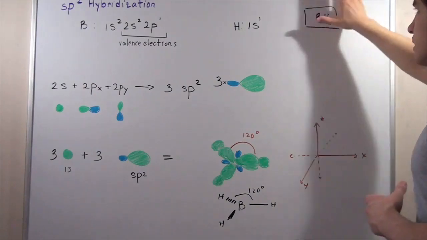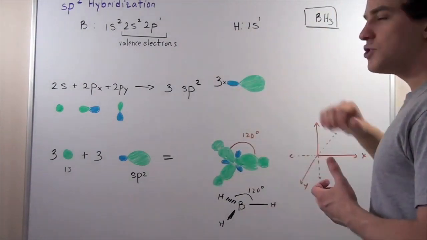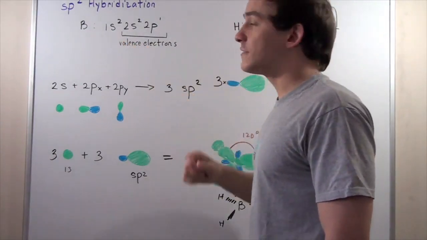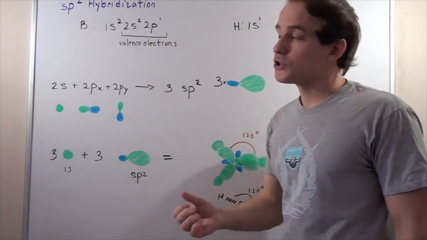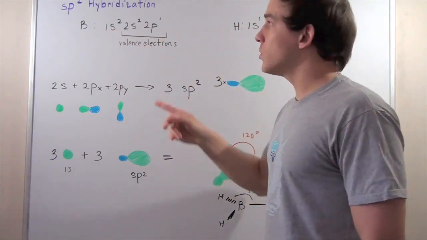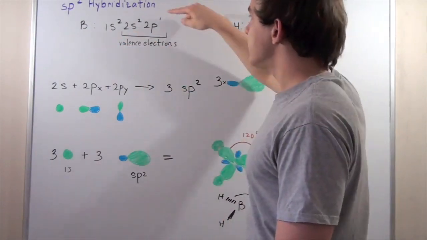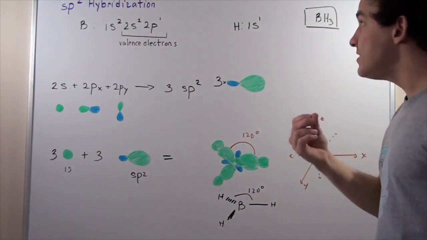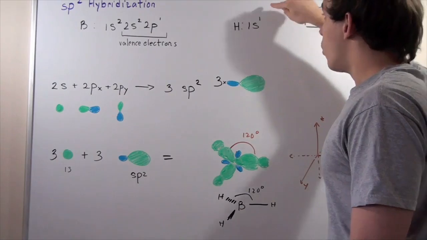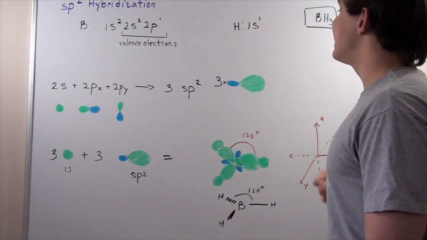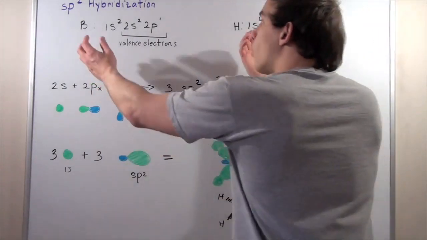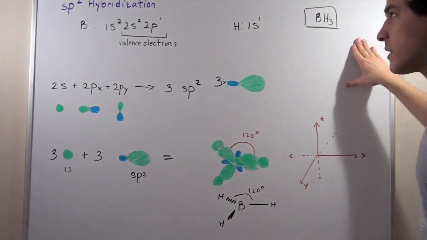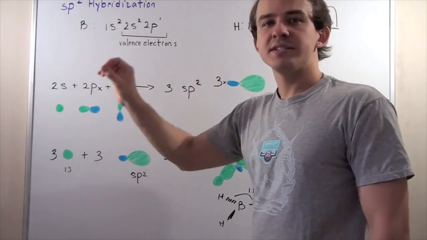Now in order to construct this molecule, we need 3 H atoms and 1 boron atom. Now, boron has 5 protons, so that's 5 electrons. 2 go into the 1s, 2 go into the 2s, and 1 goes into the 2p, so we have 3 valence electrons. Now the H atoms each have 1 electron, so the 1 electron goes into the 1s orbital. Now before these atoms can combine to form our BH3 molecule, hybridization of boron must take place.